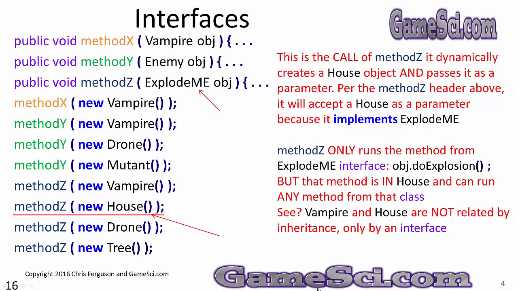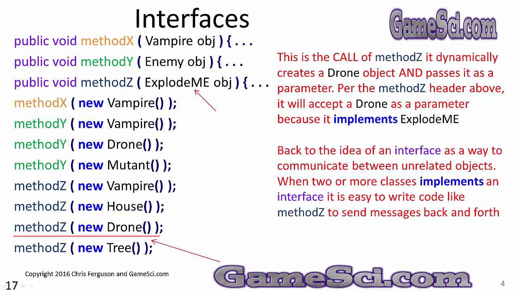See, vampire and house are not related by inheritance, only through an interface. But now I can pass either as a parameter to method Z. Method Z, new drone. This is a call of method Z. It dynamically creates a drone object and passes it as a parameter. Per the method Z header above, it will accept a drone as a parameter because it implements ExplodeMe.